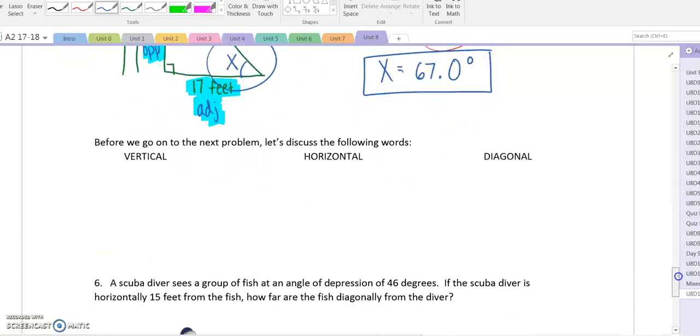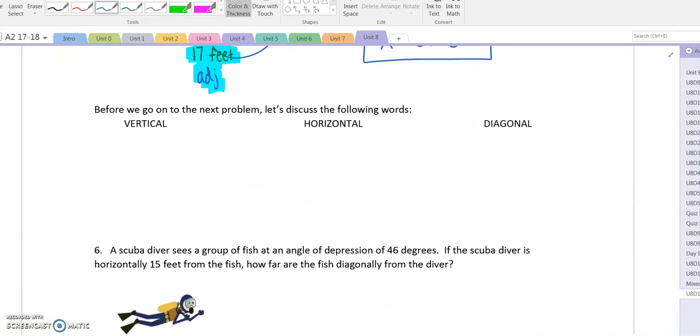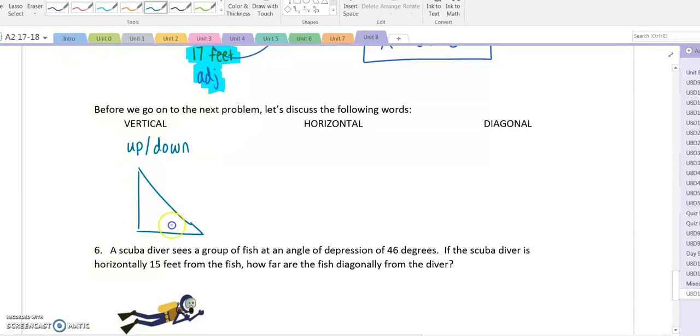Okay, if you just need a quick recap on some of this vocab, just to remind you what these words mean in relation to a triangle. Vertical, that's always going to be up and down. So if you were to have a right triangle drawn like this, vertical side's always going to be that one. Another way to think of it is height. Sometimes you'll see the word altitude, like high altitude, right? Altitude is another name for height.